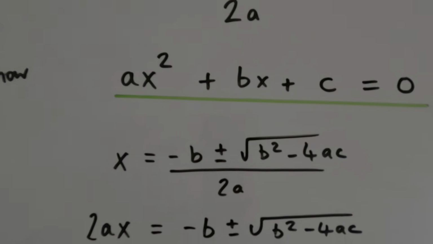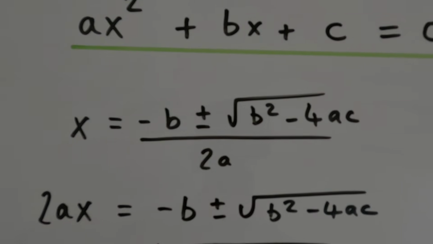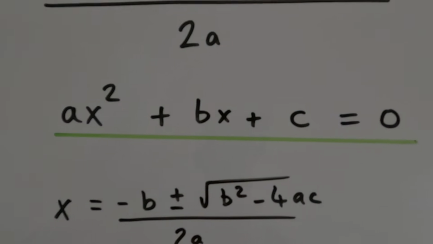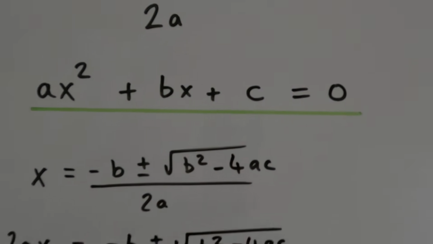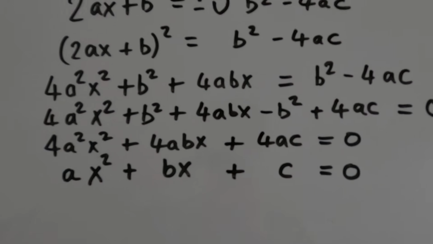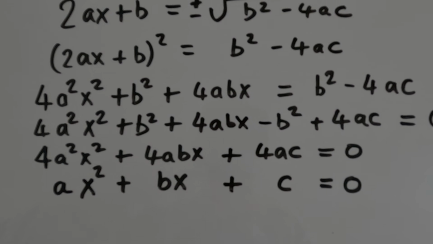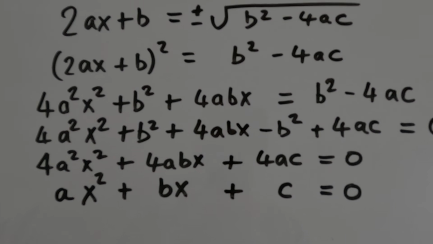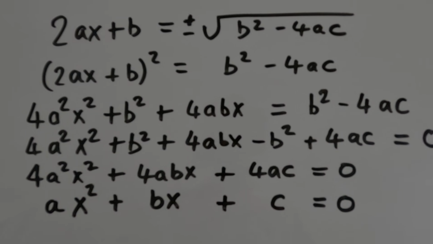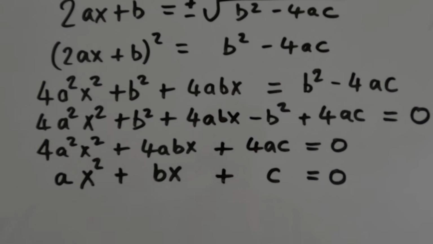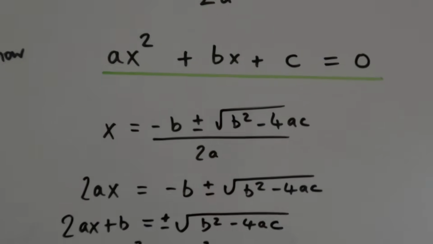So we've proved that given the quadratic formula, ax squared plus bx plus c equals naught. And as I said before, doing it in reverse is a lot easier. It's a lot easier going in this direction than it is going in the other direction.